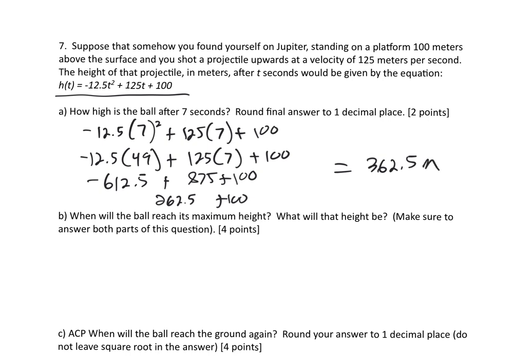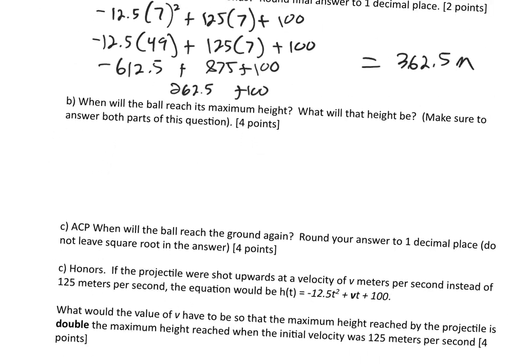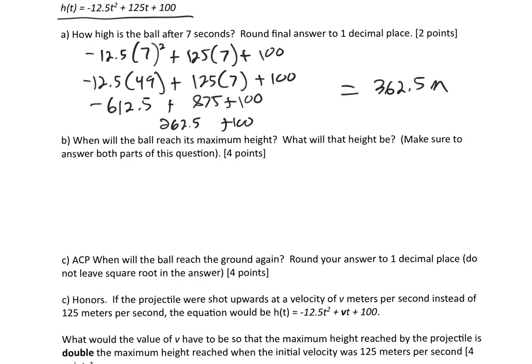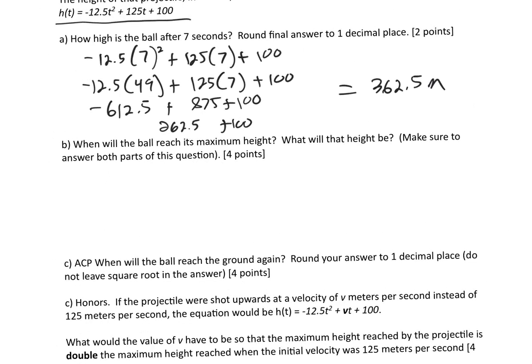When will it reach its maximum height? What will that height be? We need to make sure that we answer both parts of this. So we're going to go to vertex form. And so what we end up with then is we start with negative 12.5. We're going to factor that out.